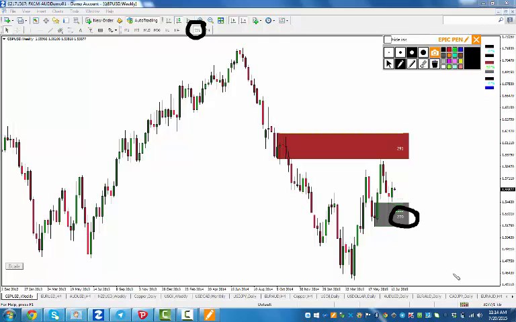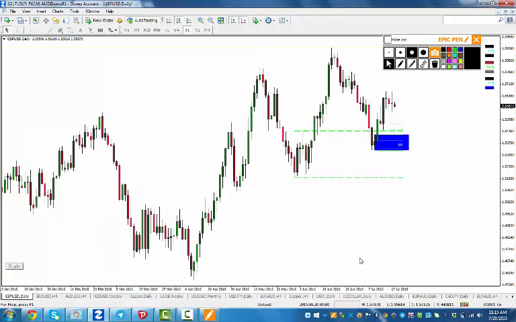Because this weekly demand is 270 pips. I'm not going to take that kind of risk, right? In any case, this is already not fresh. Okay, so if I go to enter, I cannot enter on this. I have to use lower time frame with confirmation entry because it's not fresh.